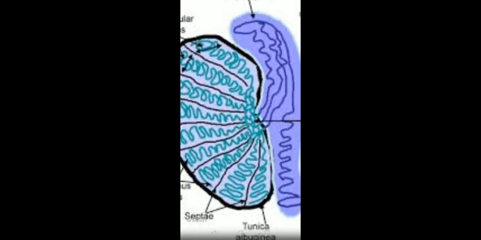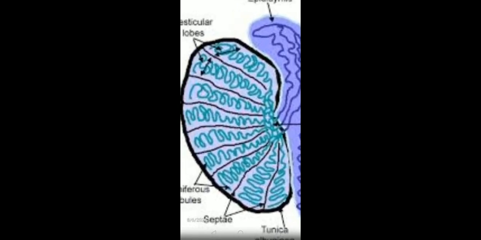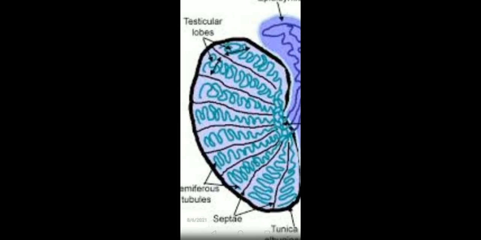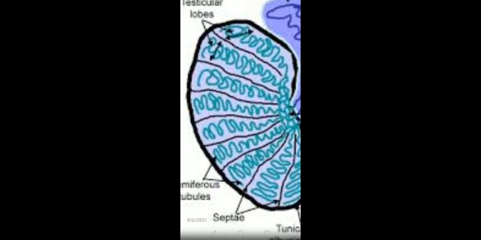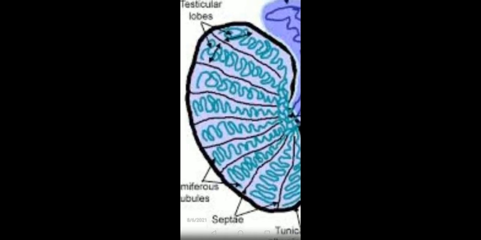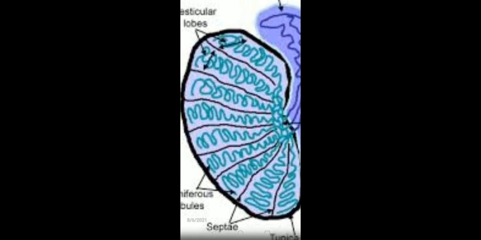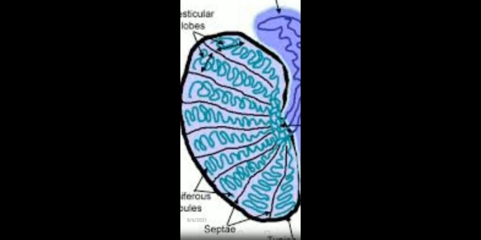Can you see inside the line? Inside the testes there are black lines, which are the septa. About 200 to 250 lobules are present. Each contains 2 to 4 highly coiled testicular tubules. Here, can you see the coiled ones? We call them testicular tubules, and also seminiferous tubules. Can you see the seminiferous tubules here?